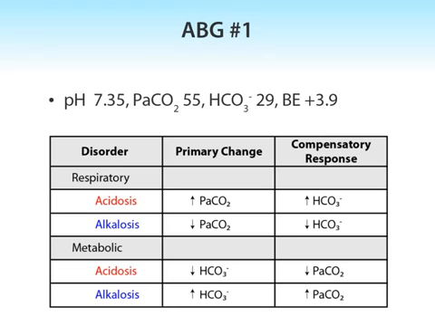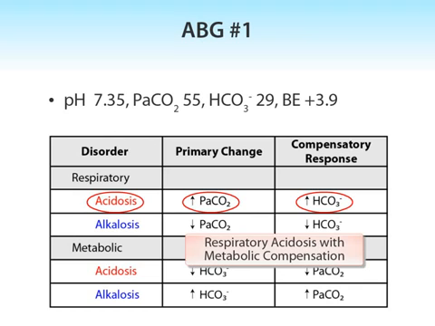ABG number 1 has a pH of 7.35, carbon dioxide of 55, bicarbonate of 29, and base excess of positive 3.9. With a pH below 7.40, the primary disorder must be acidosis. Carbon dioxide is elevated, leading to the diagnosis of respiratory acidosis. Bicarbonate is elevated, showing a compensatory response. Because the pH has been normalized to 7.35 or greater, this patient has respiratory acidosis with metabolic compensation.